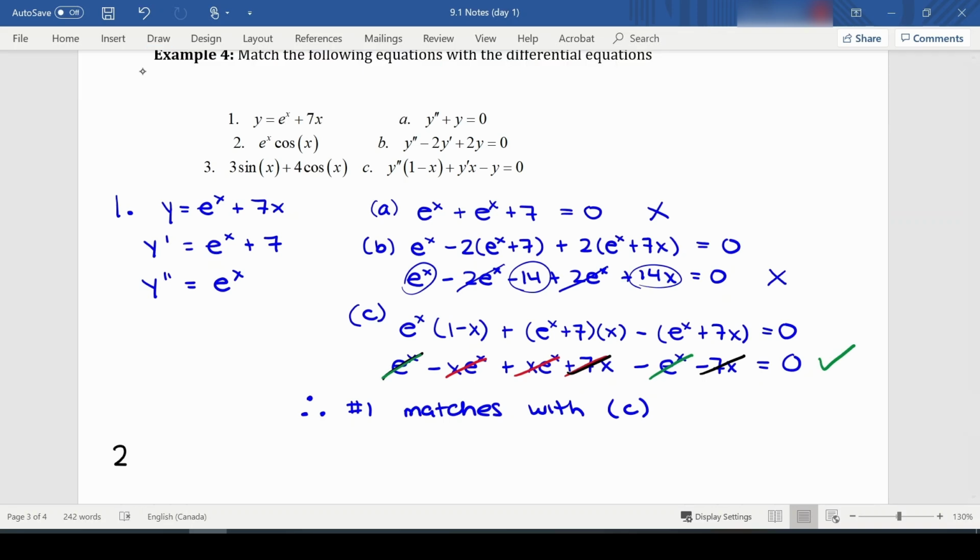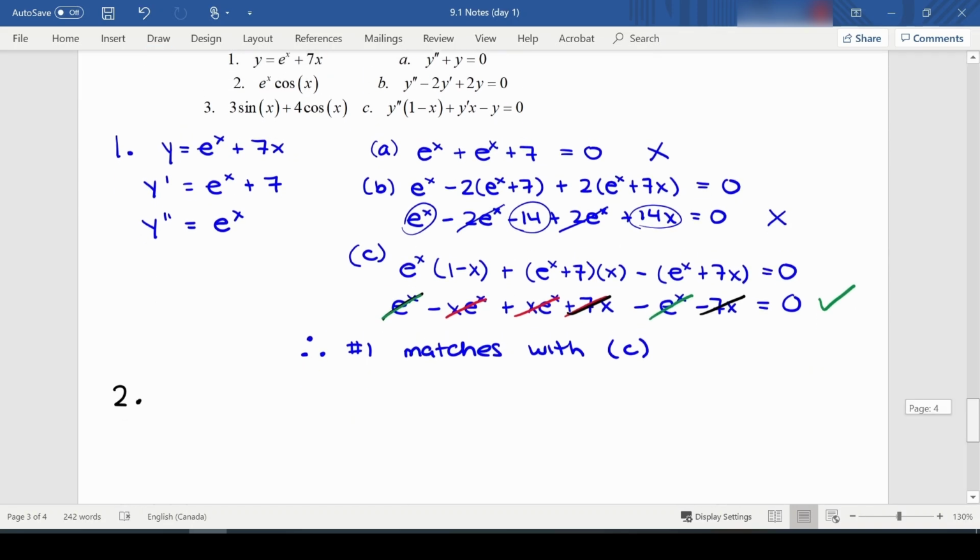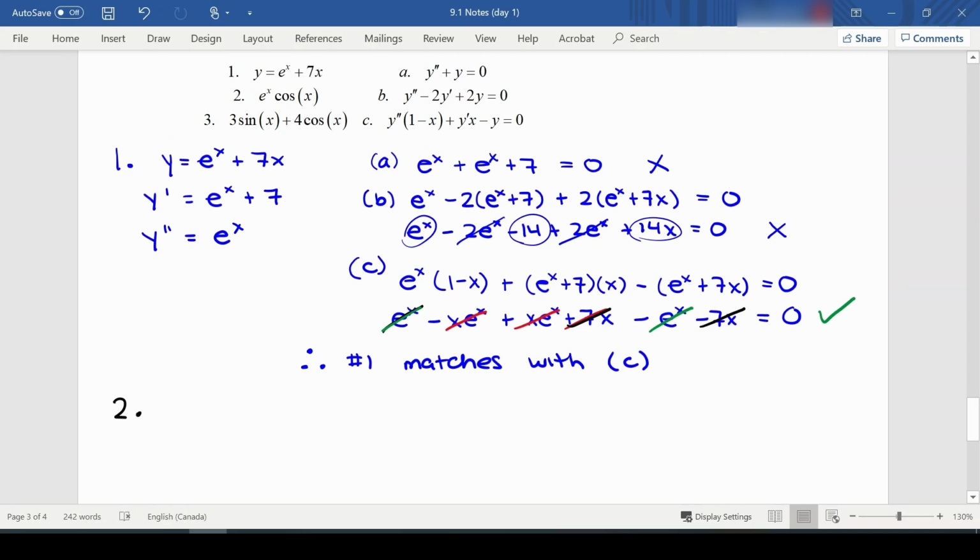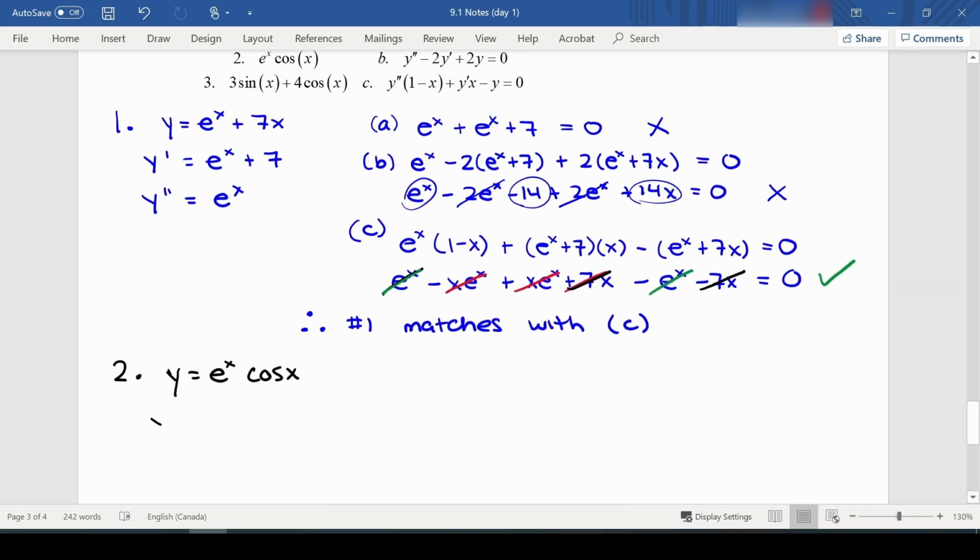So we'll do number 2. If you want, you can pause, try number 2 on your own, and then scroll ahead to the answer in the video, or you can walk through it with me. So we have y equals e to the x cosine x. We're going to need the product rule here. Y prime is going to be e to the x cosine x, because the derivative of e to the x is e to the x, minus e to the x sine x.